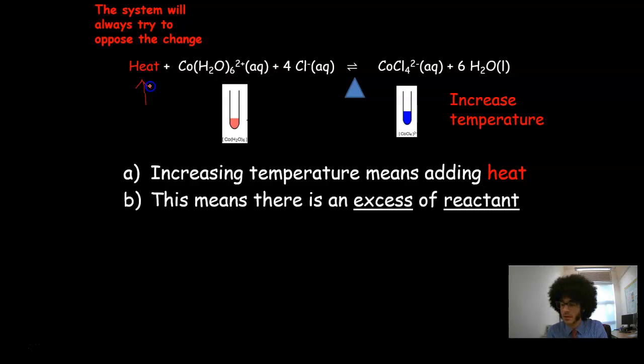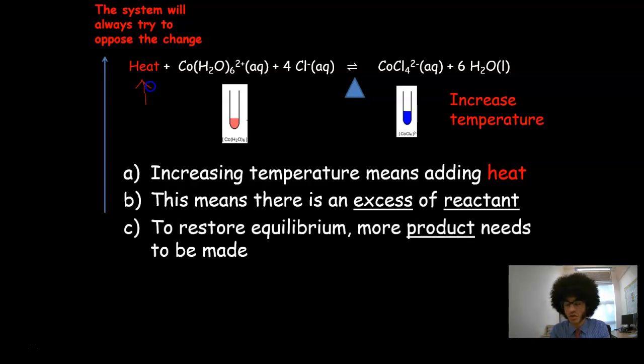Now if you remember, if I'm adding something to a system, it means I've got an excess of that particular thing. So by having extra heat in this reaction, I have an excess of reactant. Now, if you remember what I mentioned a few minutes ago, the system wants to oppose the change. So to oppose the change, it will want to do that by reducing the amount of reactant to re-establish equilibrium. And that's all because this reaction is endothermic.